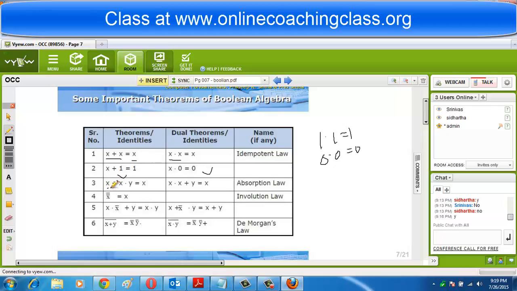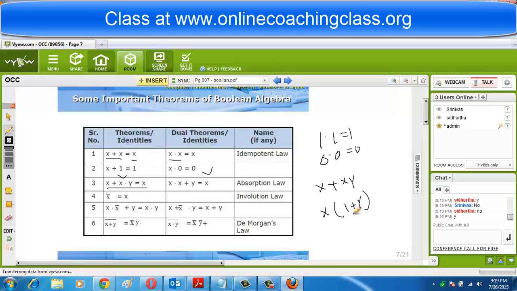Now come here, you have to remember that x plus x dot y is equal to x. If you ask me why it comes, I can show you in a simple way. x plus x y, if we take common x from both, it will be x times 1 plus y.